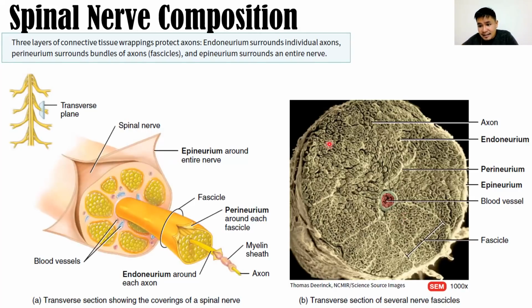So, here is an actual spinal nerve. Okay. So you have here a blood vessel. Tapos, yun, maraming mga axons. Each axon is covered by your endoneurium. A group of axons, call it your fascicle, would be covered by your perineurium. And a group of your fascicles, which includes blood vessels na, is covered by your epineurium. Endo, peri, epi. Inner to outer. Endo, peri, epi.